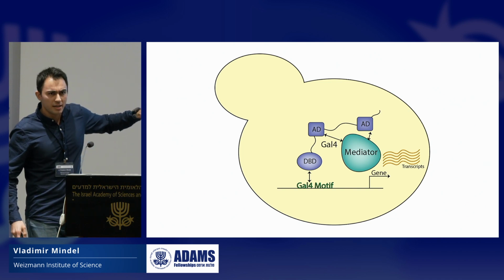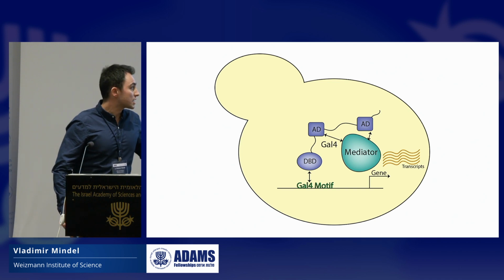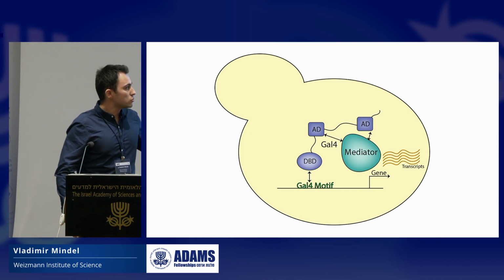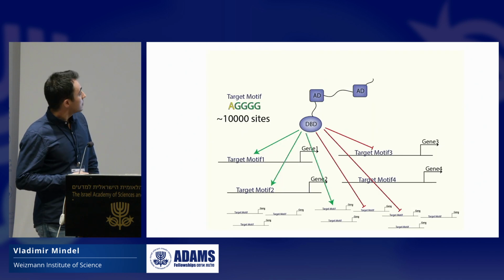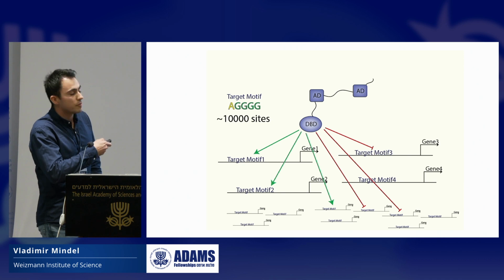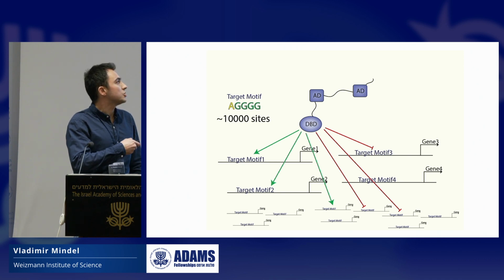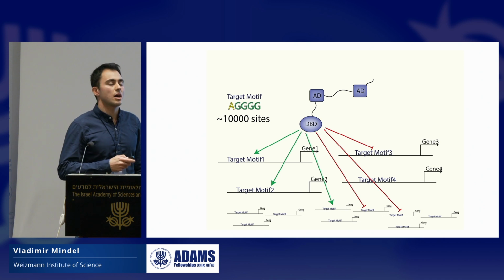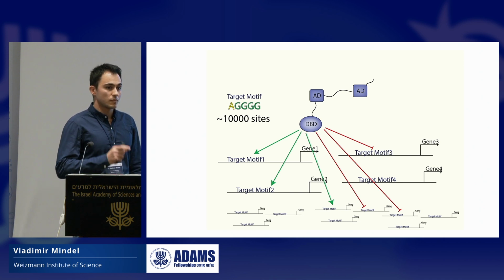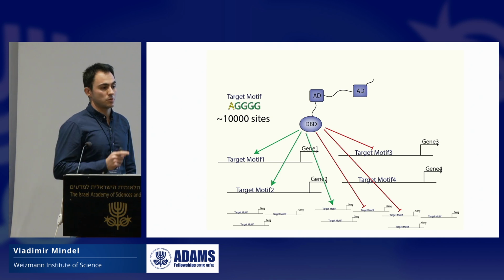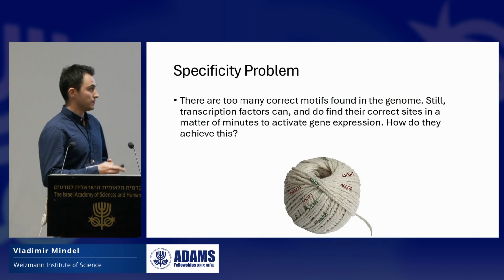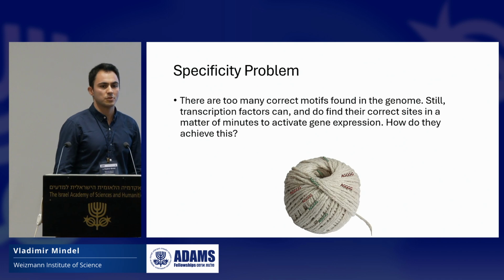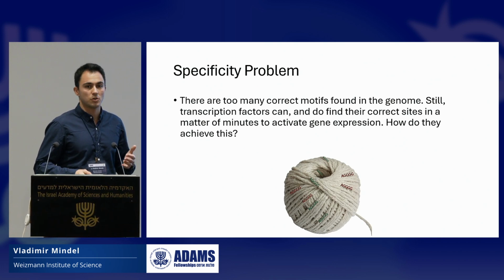So this linear model is okay, and it explains a lot of things, but transcription factors do something really serious, and they solve a really big problem in this process. So what is the problem? These small sites on the DNA, 4, 5, 6, 7 letters, happen in the genome 10,000 times, thousands of times. But transcription factors do bind only a small subset of them, 100, maybe 200. So there is a specificity problem. There are too many correct motifs in the genome, but somehow transcription factors can and do find the right ones.